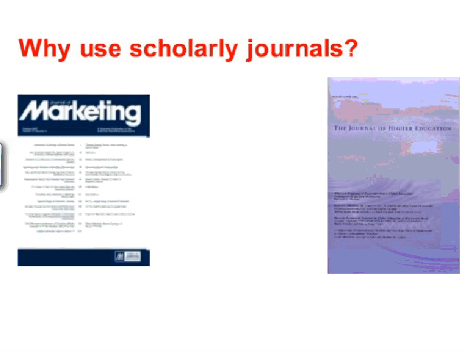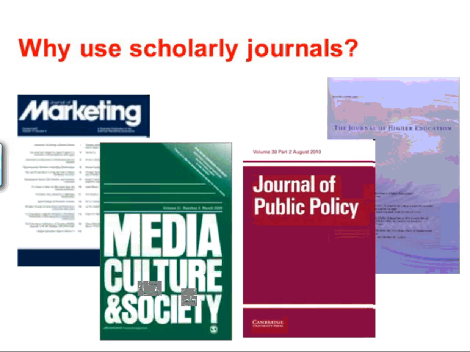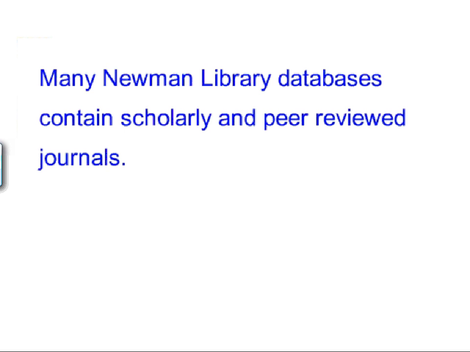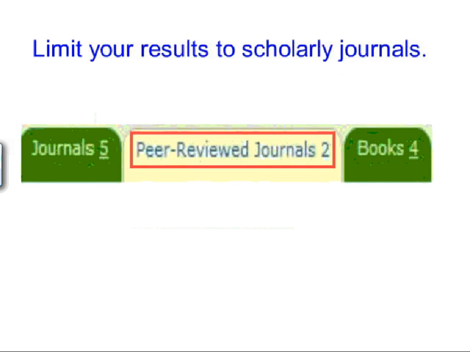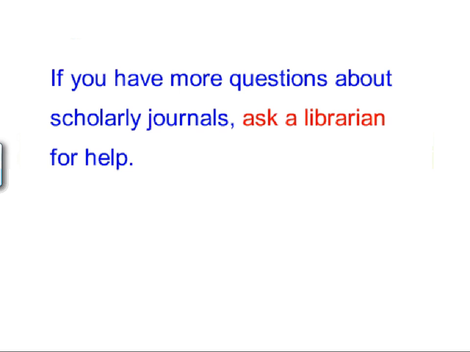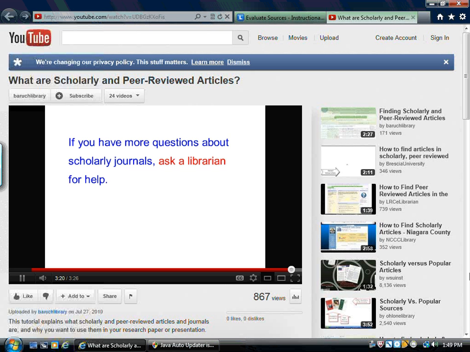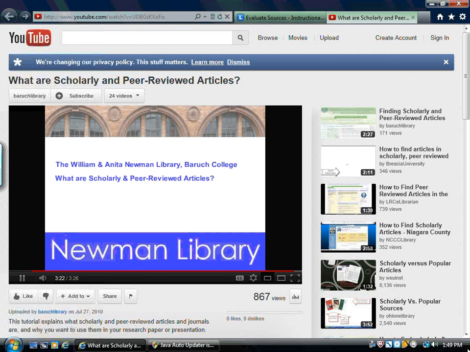Using scholarly journals will show that you've done a serious literature review and will give your paper or presentation more authority and credibility. Many Newman Library databases contain scholarly and peer-reviewed journals. By using these databases, you can limit your search to only retrieve or display the articles from scholarly journals. If you have more questions about scholarly journals, ask the librarian for help. Thank you for viewing this tutorial.